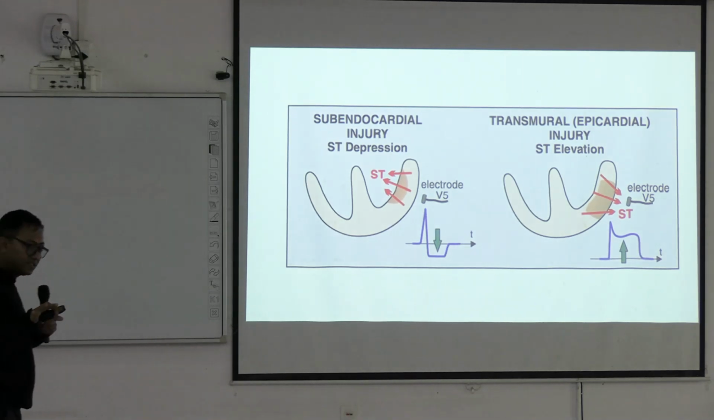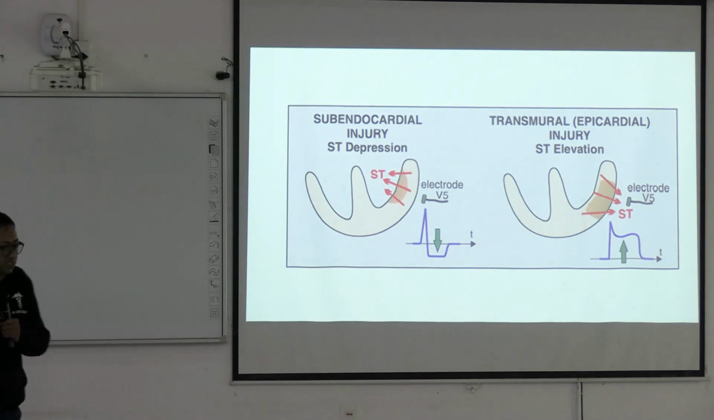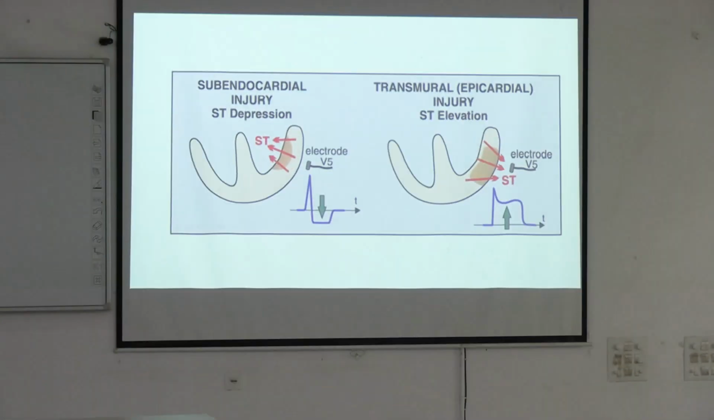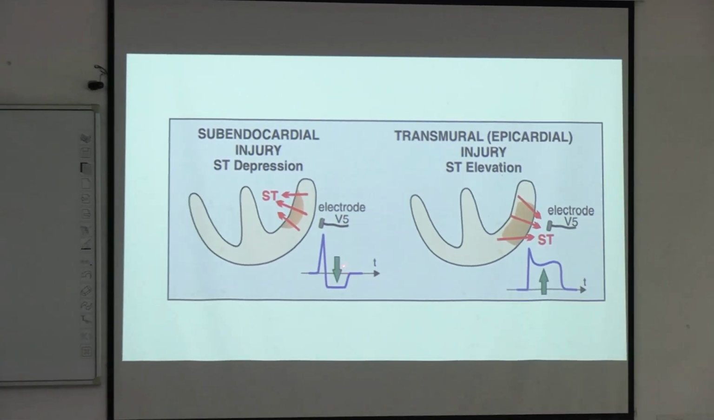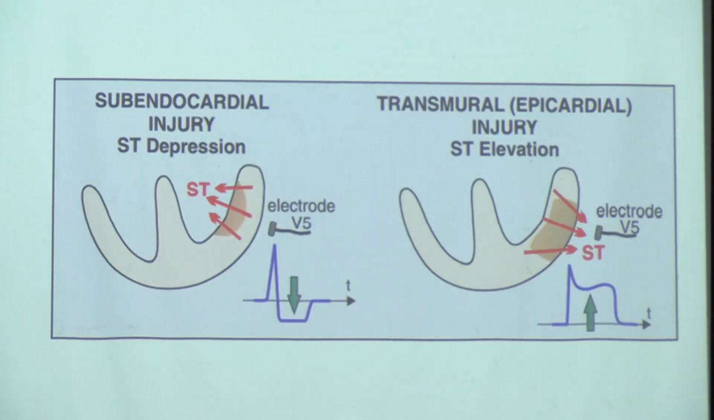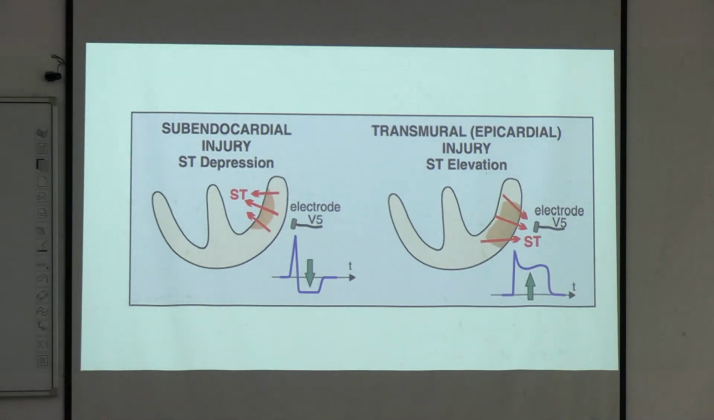So what will be the effect in the ECG? What will be the manifestation in the ECG? ST segment depression, as it is moving away from lead V5. So voltage will drop here. Getting my point? Similarly, if the injury is transmural, meaning a more serious injury.